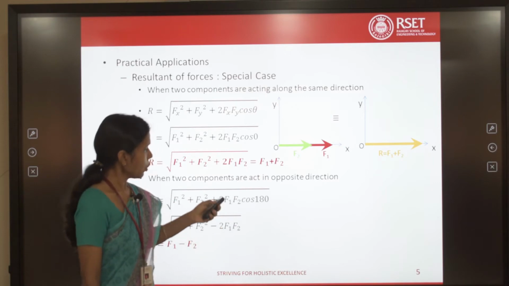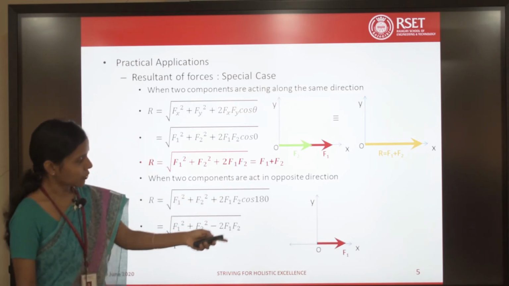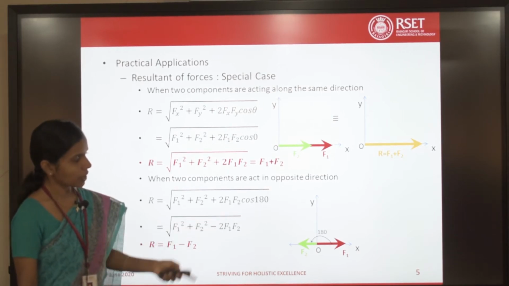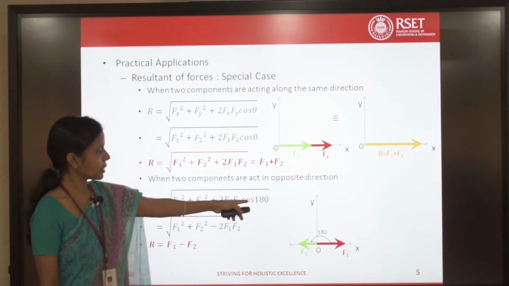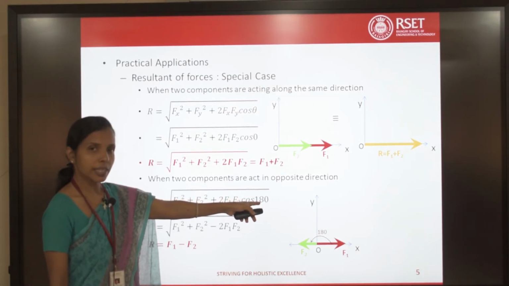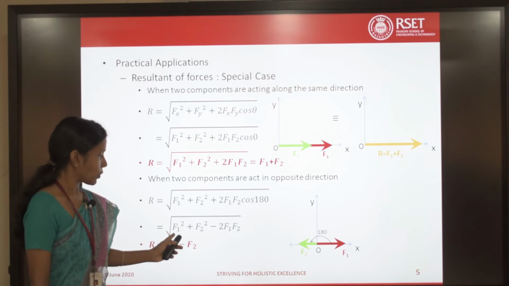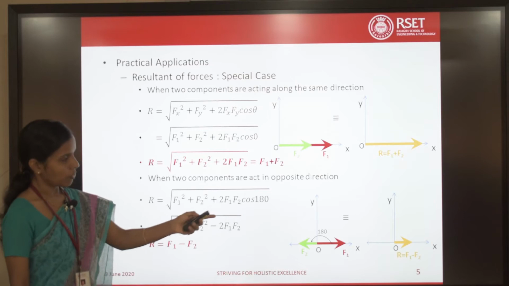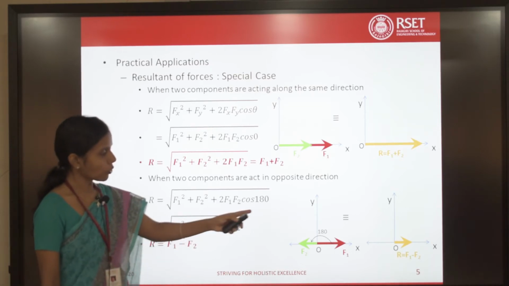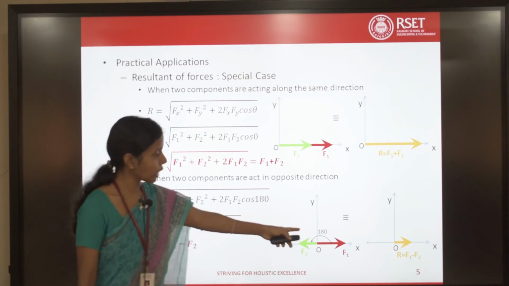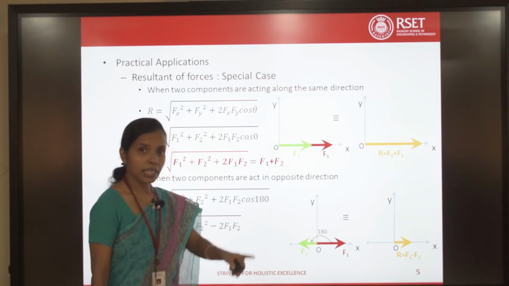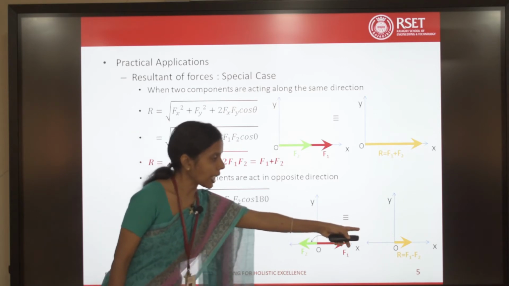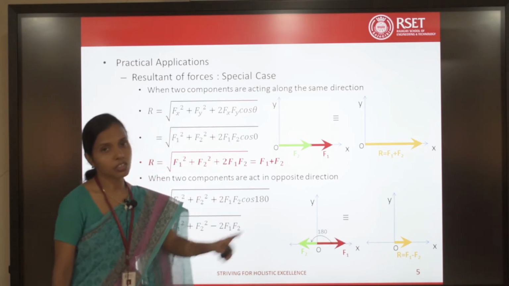What if it is acting in the opposite direction? That is, one force F1 is in this direction and F2 is in the other direction. So, what is the angle between them? It is 180 degrees. So, what happens here? How much is cos 180? Minus 1. So, that becomes F1 square plus F2 square minus 2 F1 F2, which is nothing but F1 minus F2. So, in this case the magnitude of R will be a positive value if F1 is more, and it becomes a negative value if F2 is more. And if you are getting a negative value, what does that mean? The direction is just the opposite of the direction shown over there.